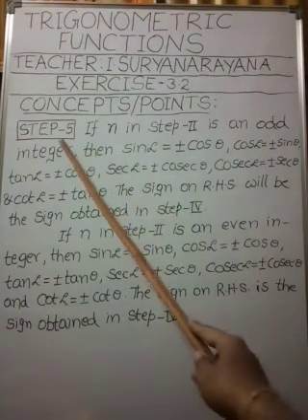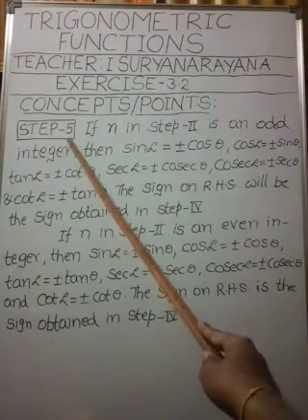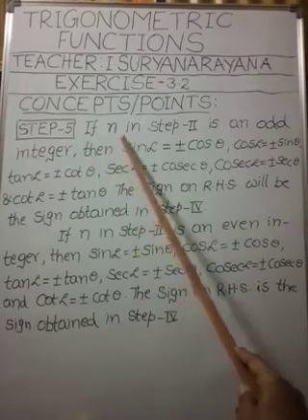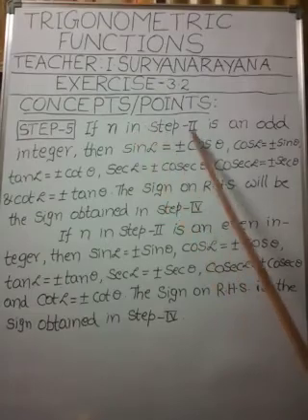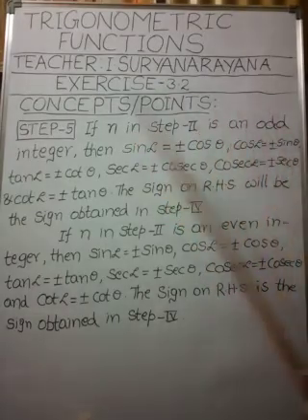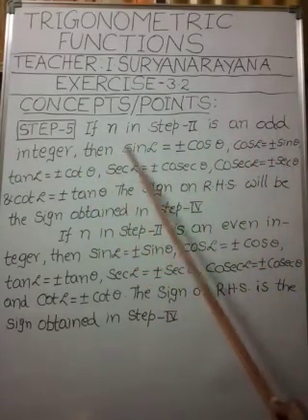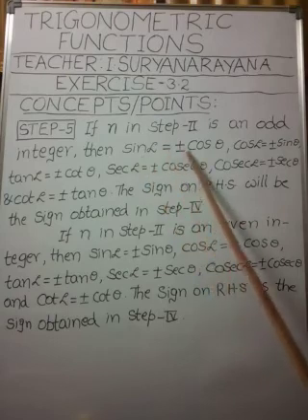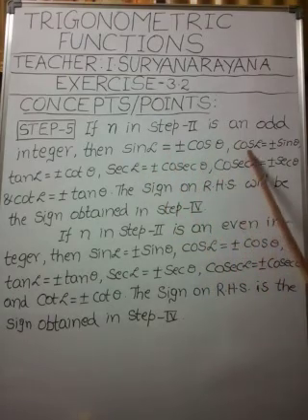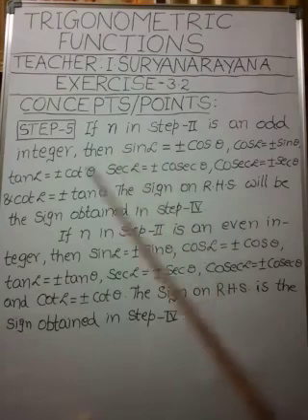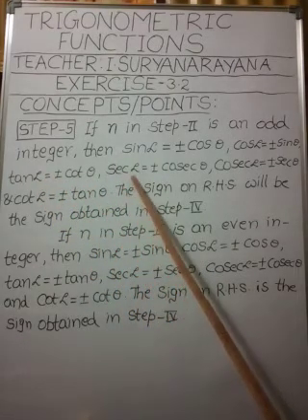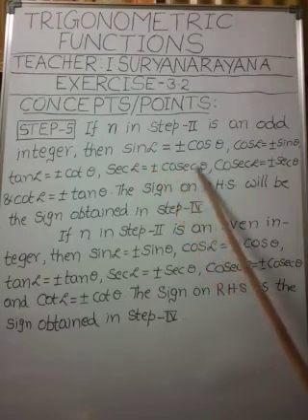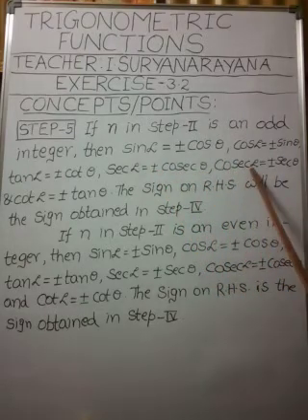Now come to step 5. Step 5. If n in step 2 is an odd integer, then sin alpha is equal to plus or minus cos theta, cos alpha is equal to plus or minus sin theta, tan alpha is equal to plus or minus cot theta, secant alpha is equal to plus or minus cosecant theta, cosecant alpha is equal to plus or minus secant theta.